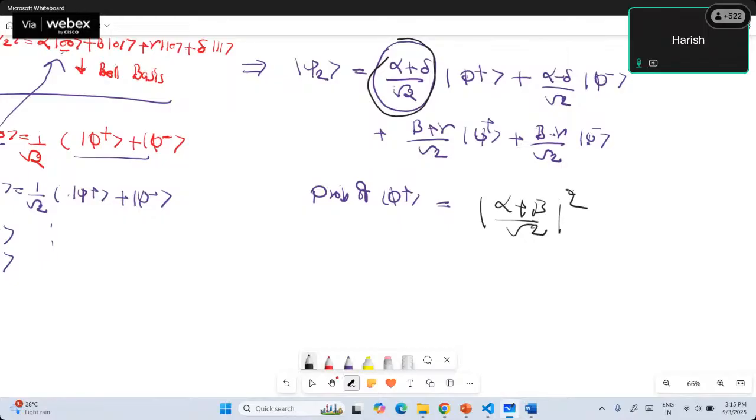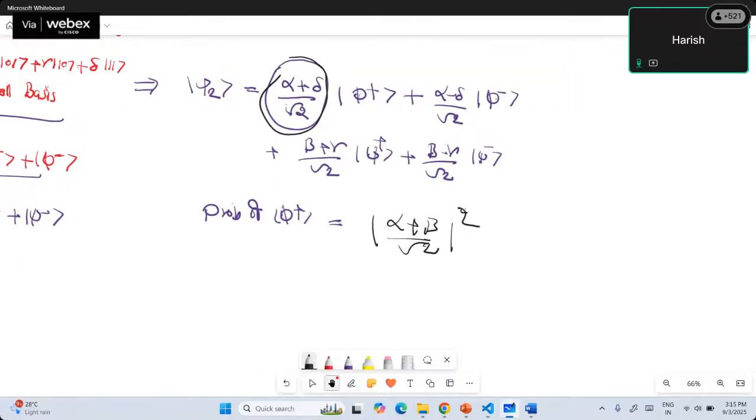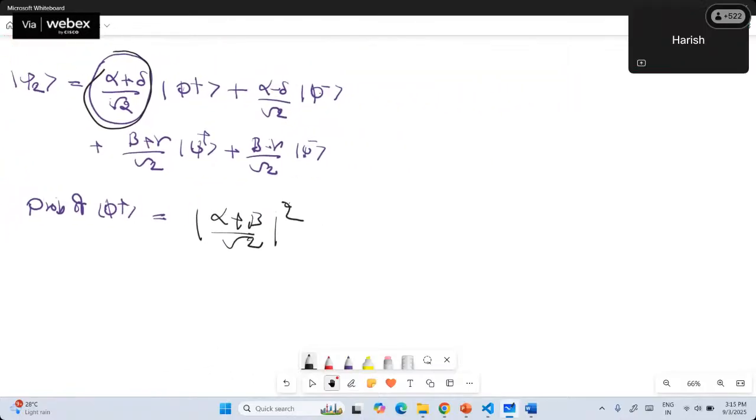So we can have a state in the Bell basis and we can measure it. But how can we measure in the Bell basis using the computational basis only? Before going to the Bell basis measurement exactly, let us see how we can measure in the Z basis.